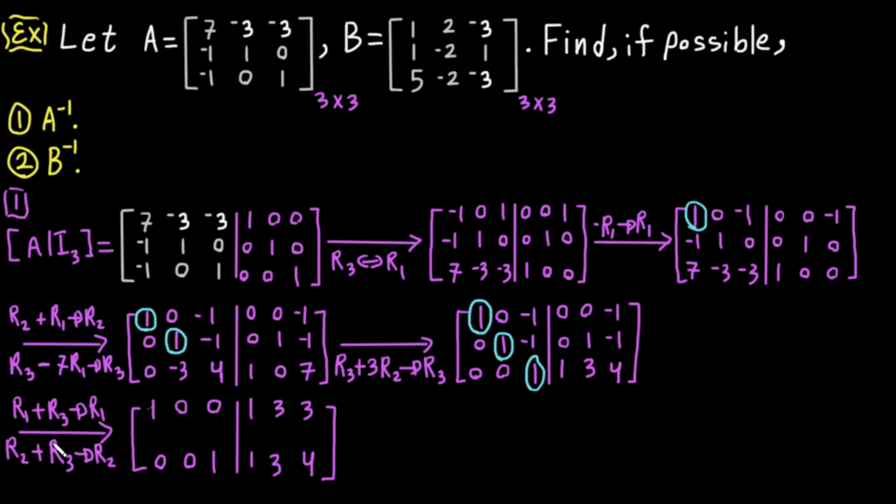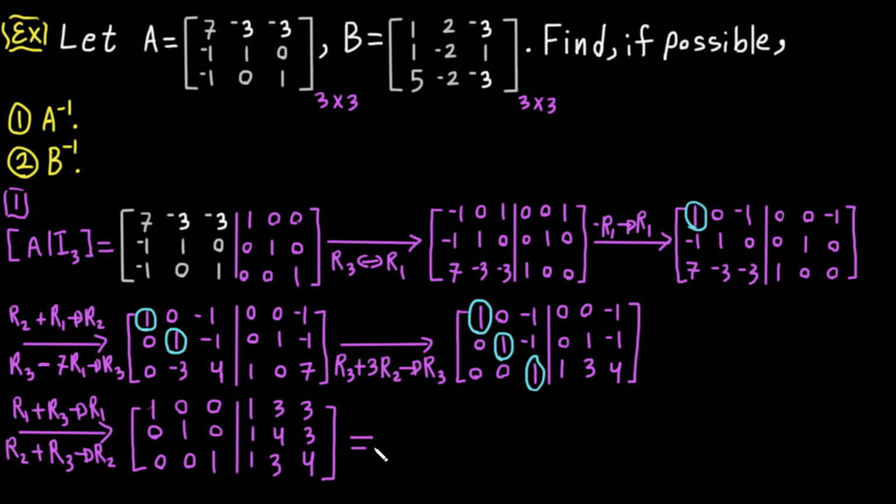We will add row 2 with row 3 in row 2. So 0 plus 0, which is 0, 1 plus 0, which is 1, -1 plus 1, which is 0, 0 plus 1, which is 1, 1 plus 3, which is 4, -1 plus 4 equal 3.